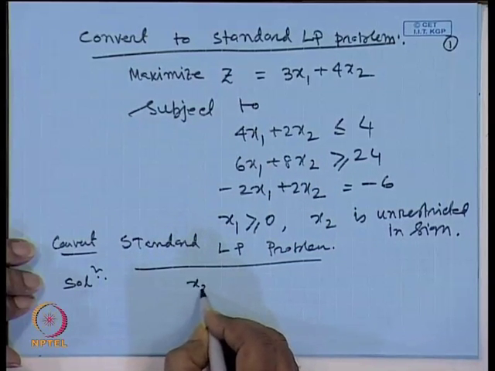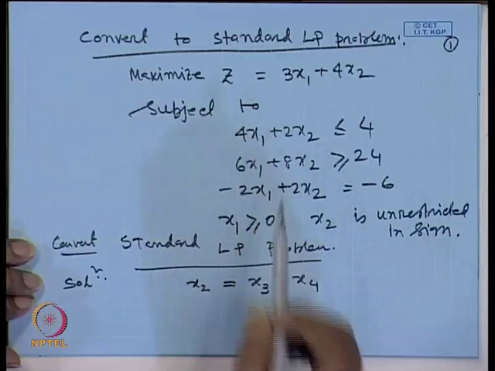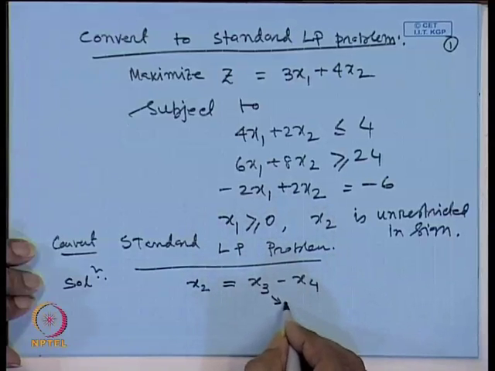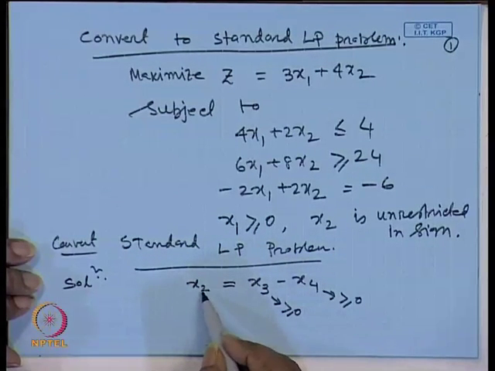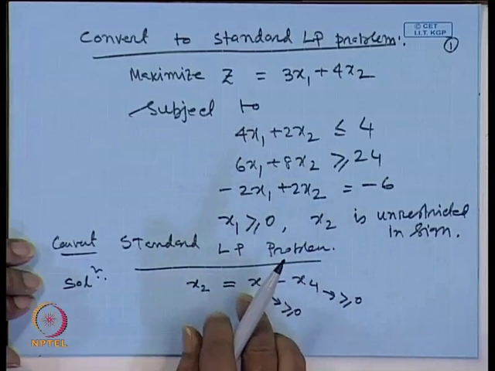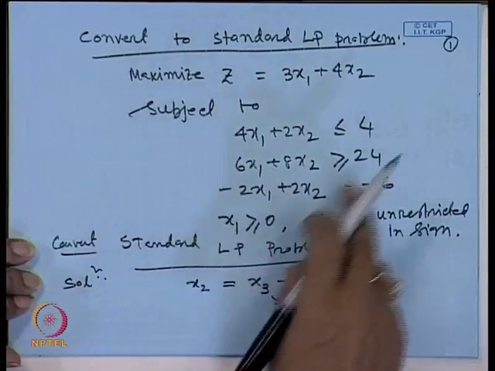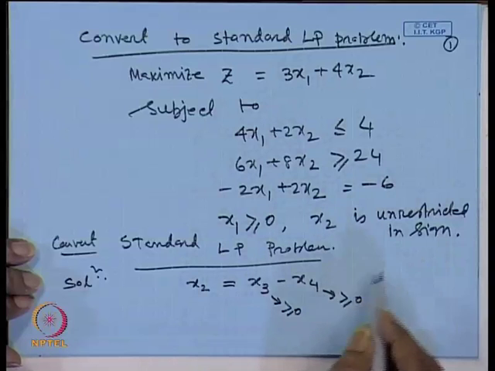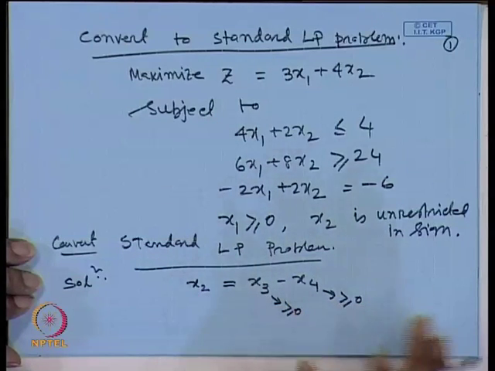I can always write x2 as x3 minus x4, as there is no other variable other than x1 and x2. So I have written x2 is x3 minus x4, where x3 is greater than or equal to 0 and x4 is greater than or equal to 0. Depending upon the values of x3 and x4, x2 can be positive, negative or 0. So we introduce, in place of x2 in this problem, x3 minus x4, with x3, x4 greater than or equal to 0. So x2 is now replaced by 2 new additional variables.